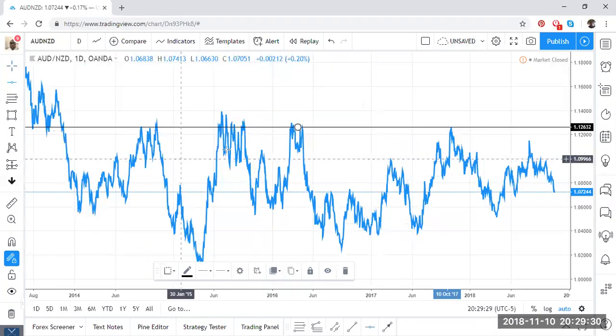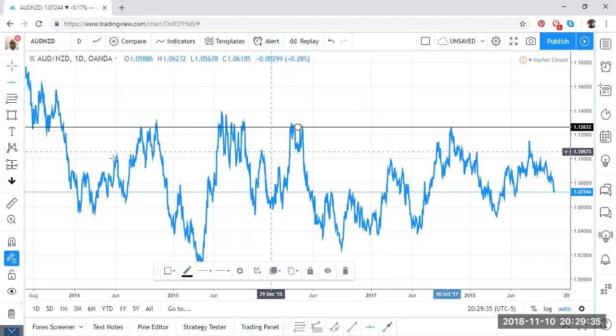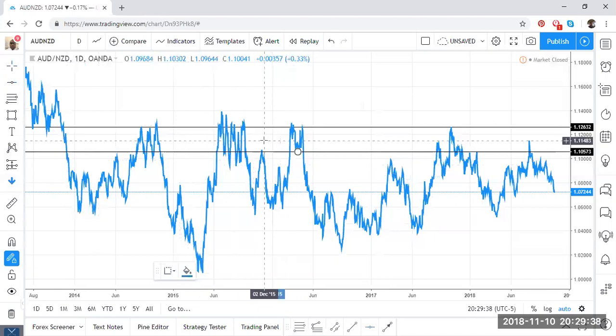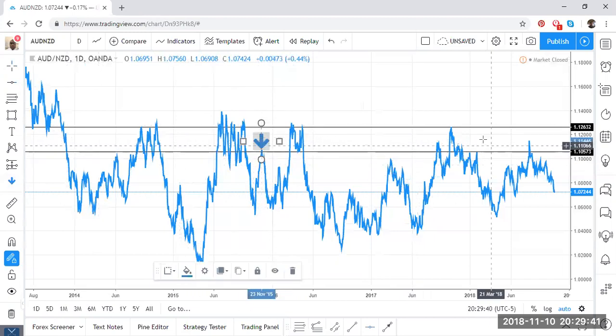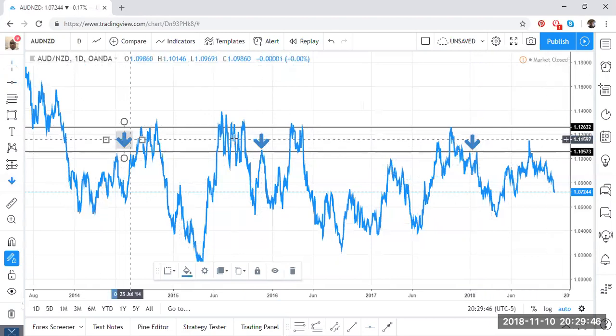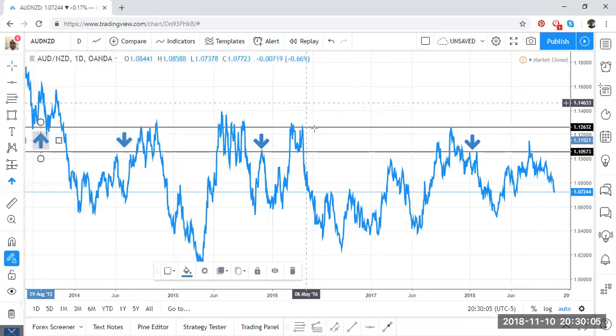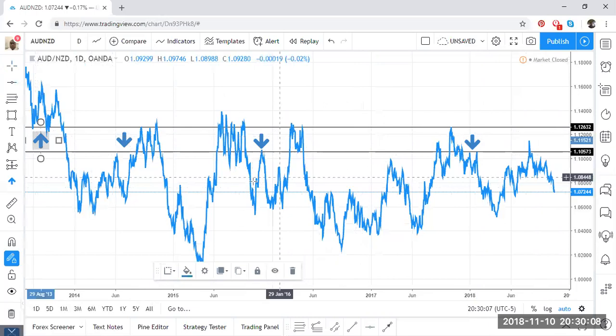I zoom out so I can see more of price. So I put this one here because I see that, and them two, as well as these over here. And the top one, I have support there and resistance there, so I'm happy with this top line.